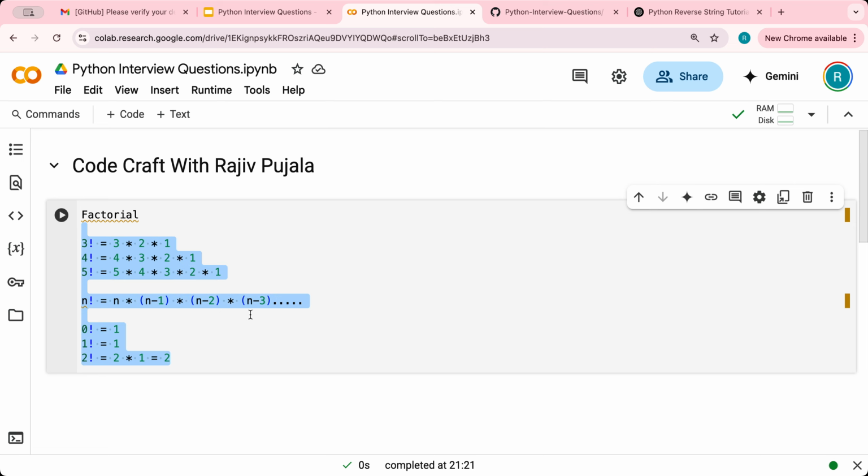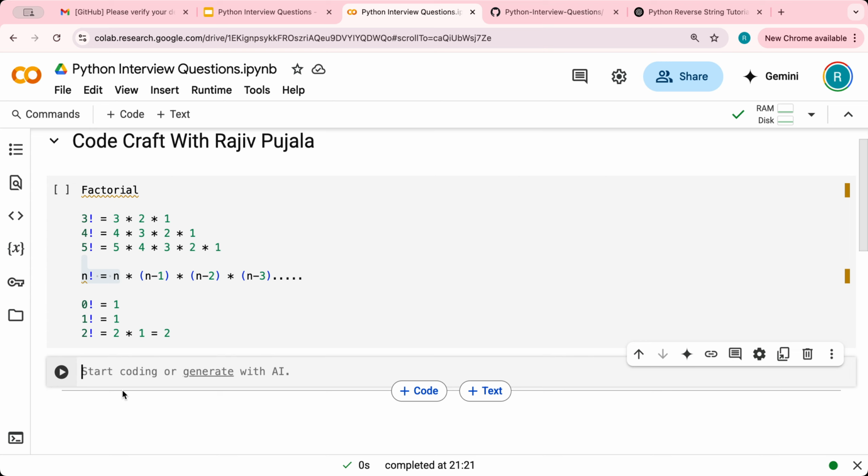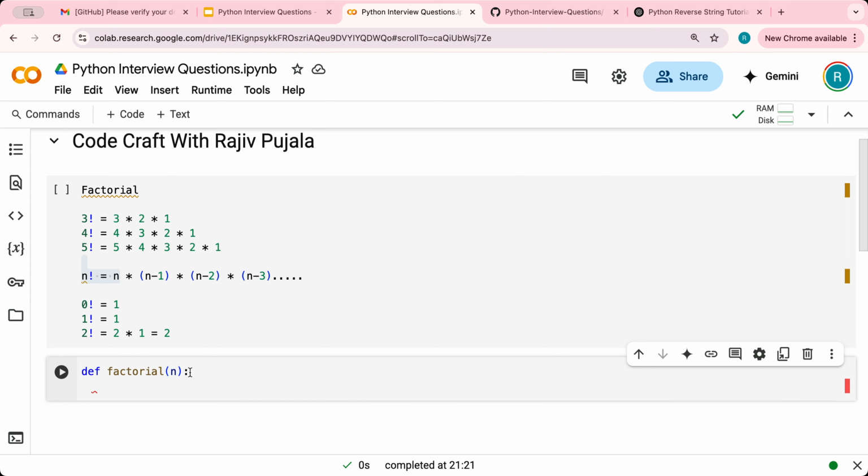Now we are going to write code to find the factorial for a given number. As I said, let's always use functions or classes to write the code. Let's go ahead and define a function: define factorial, and I'm going to give a number n. Whatever the number, we'll pass it over here later.